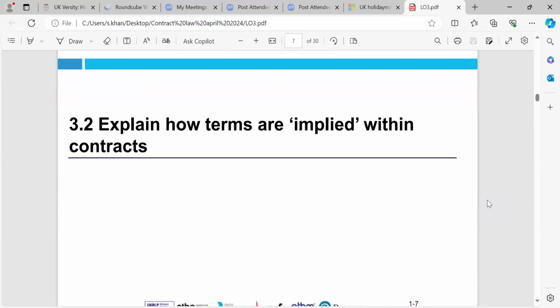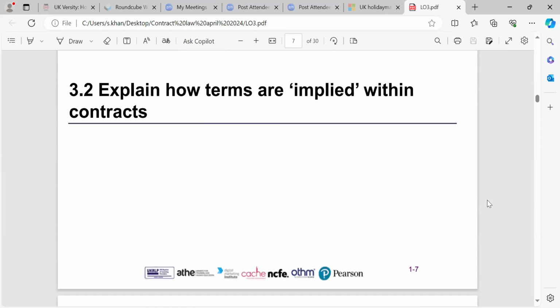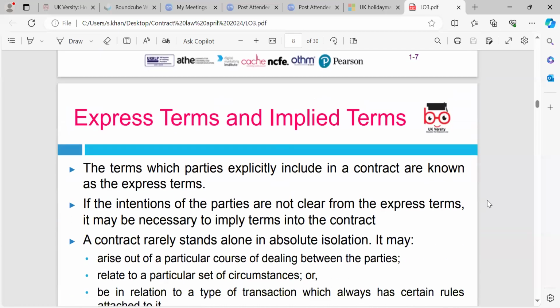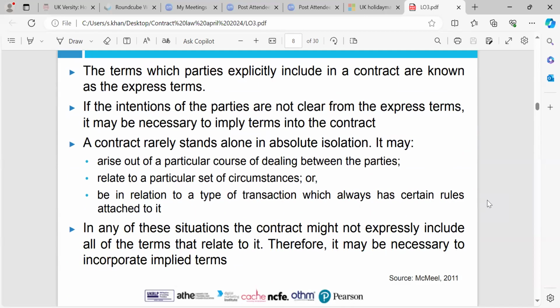So now we're going to look at 3.2, which is to explain how terms are implied within contracts. Express and implied terms. The terms which parties explicitly include in a contract are known as express terms. If the intentions of the parties are not clear from the express terms, it may be necessary to imply terms into a contract. A contract rarely stands alone in absolute isolation.